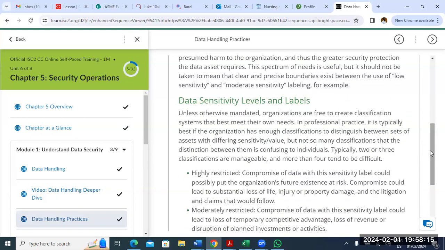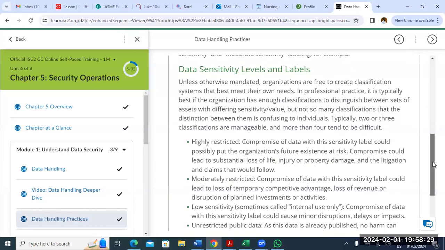You saw the clips that we just watched now. The guy was there looking at those assets, trying to put a label on them and also documenting it like an asset inventory. All these things are very important. Highly restricted: compromise of data with the sensitive label could possibly put the organization's future existence at risk when it is highly restricted. Compromise could lead to substantial loss of life, injury, just like all these medical records. Gone are the days where you just go to hospital and everybody will be reading the patient's file and the rest. No, if you are not the doctor assigned to that particular patient, you will not have access to the information.